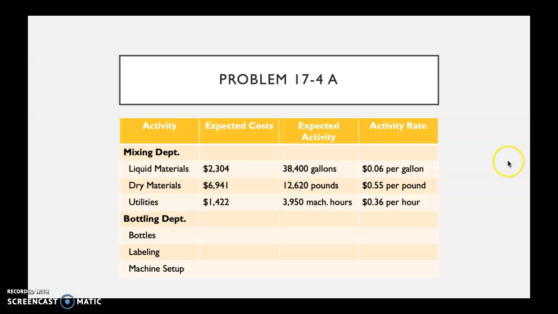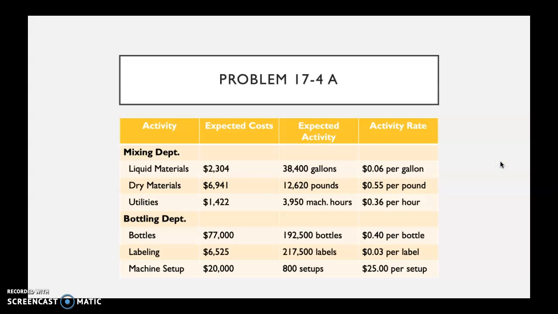And then getting into the bottling department, the bottling activity rate is going to be 40 cents per bottle. Labeling is going to be 3 cents per label, and the machine setup is $25 per machine setup. Again, all of these numbers are coming from the information given, and we're just calculating the activity rates here.